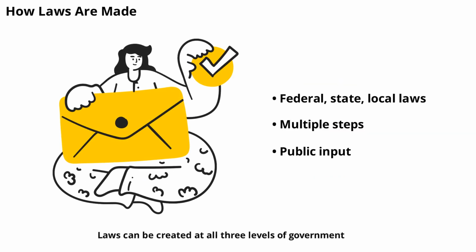Laws can be created at all three levels of government. At the federal level, Congress passes bills that the president signs into law. States have their own legislative processes, and local governments pass ordinances. Each process involves debate, public input, and multiple steps to ensure laws are fair and effective.